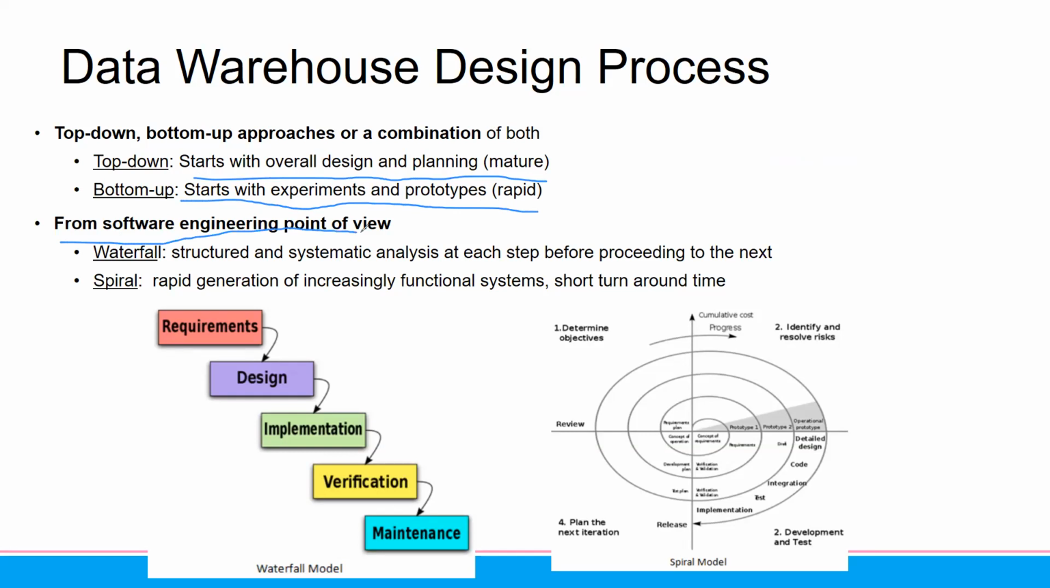If we take a look from the software engineering point of view, there are two kinds of models. The first is the waterfall model, and the other is the spiral model. In the waterfall, it is more structured and systematic, with each step completed before proceeding to the next. But in the spiral, there is rapid generation of increasingly functional systems, and it has a short turnaround time. So you can just combine them.